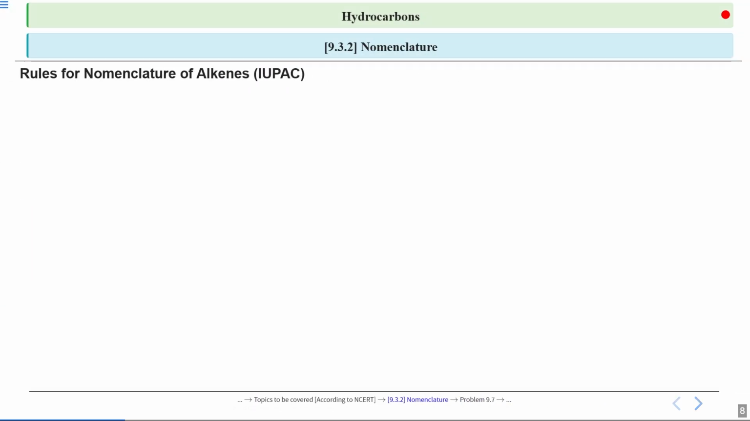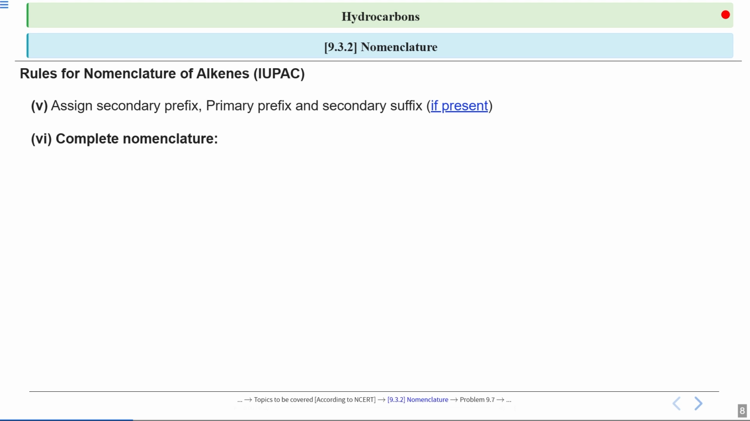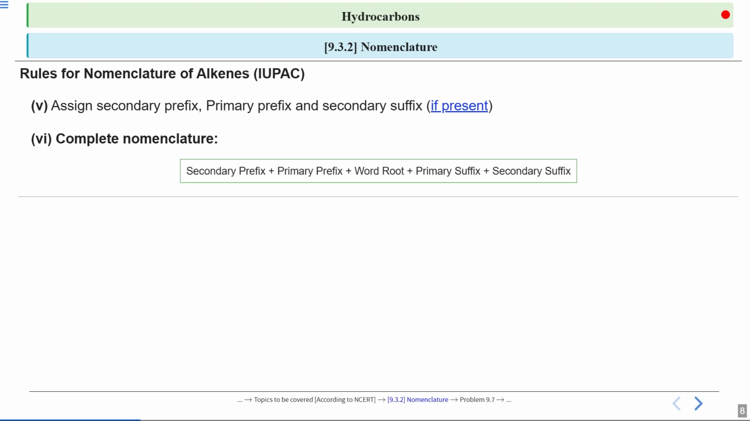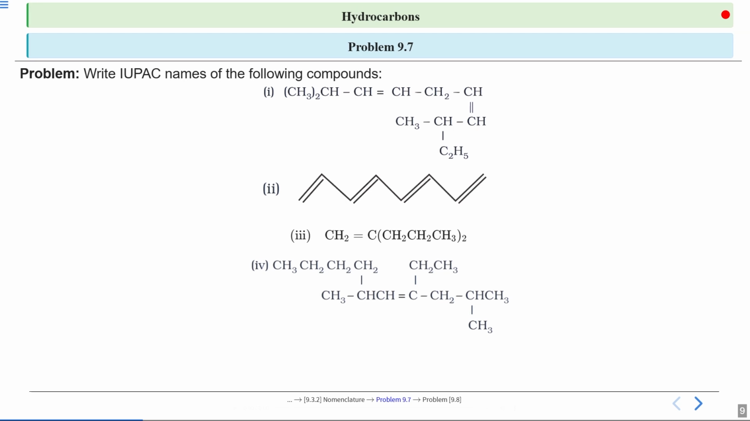Now moving on further, if you have assigned the secondary prefix, primary prefix, and secondary suffix, if it is present, then you will just do the complete nomenclature. So basically it is like putting the parts of a puzzle. So you are solving a puzzle and you are putting the puzzle parts in their proper position so that you can get the complete nomenclature, which is secondary prefix plus primary prefix plus word root plus primary suffix plus secondary suffix.